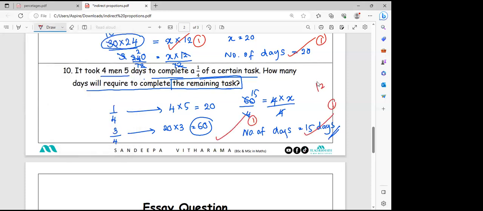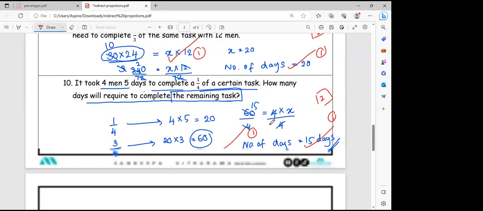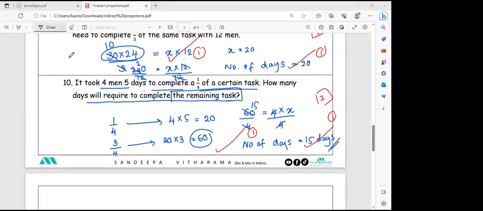Altogether 2 marks. Okay, now count your marks and raise your hand. There are 10 questions. If you have got all correct, you should have got 20 out of 20.